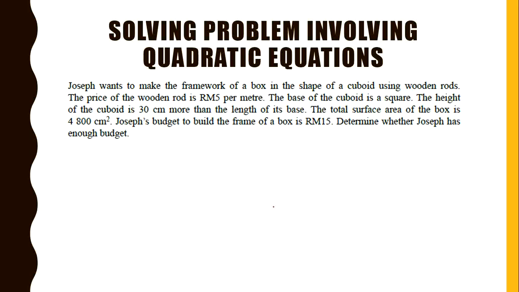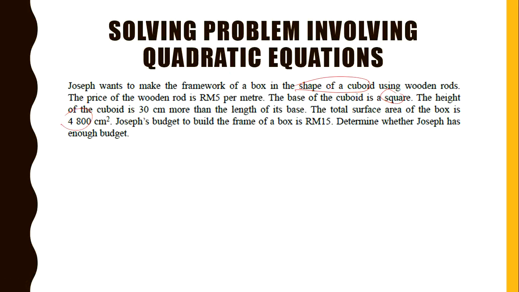Joseph wants to make the framework of a box in the shape of a cuboid. Nampak ni shape dia cuboid. Using wooden rods. Okay, the price of the wooden rod is RM5 per meter. The base of the cuboid is a square. The height of the cuboid is 30 cm more than the length of its base. The total surface area of the box is 4,800 cm square. Joseph's budget to build the frame of a box is RM15. Determine whether Joseph has enough budget.